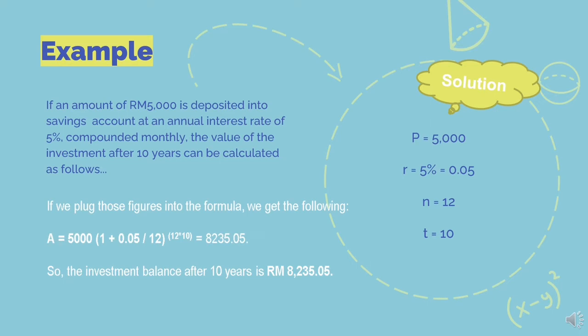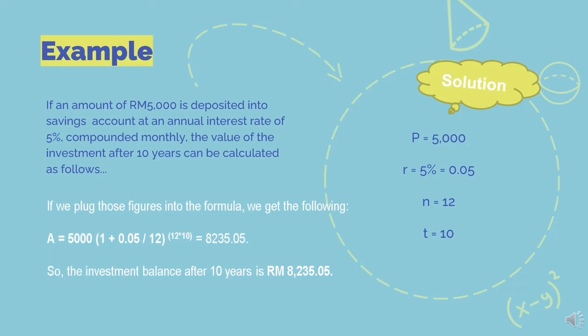Next, let's look at a compound interest example. The question is, if an amount of RM5000 is deposited into a savings account at an annual interest rate of 5% compounded monthly, the value of the investment after 10 years can be calculated as follows. For the solution, P is RM5,000, R is 5% or 0.05, while N is 12 and T is 10.